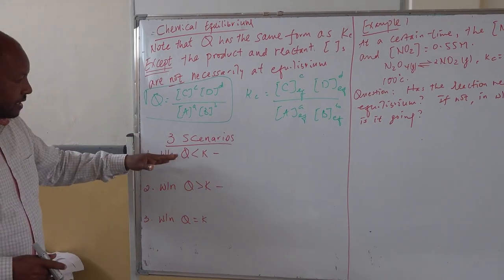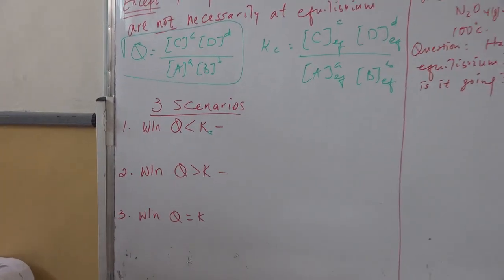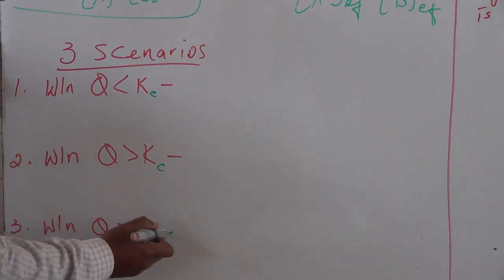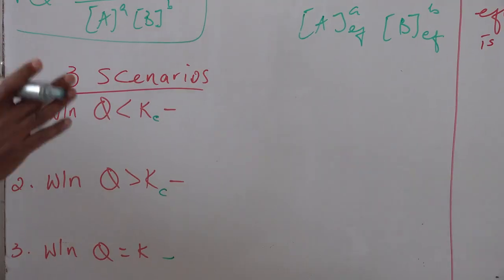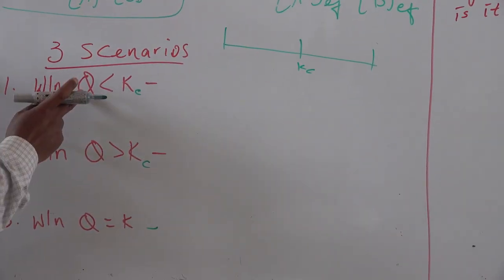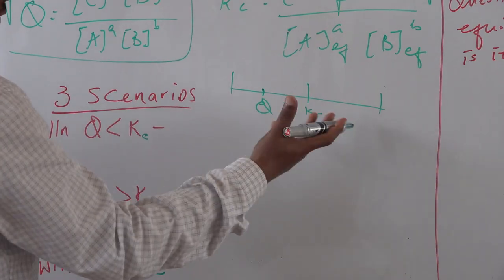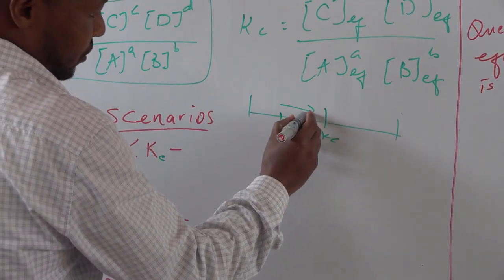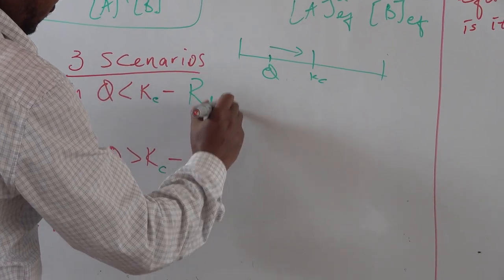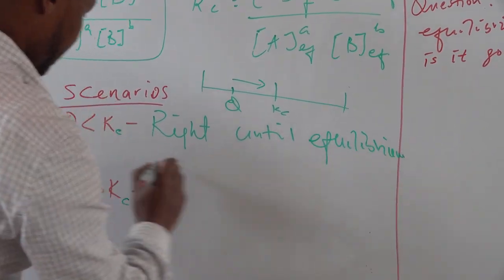Now we'll see three scenarios. The first one is when the reaction quotient is less than Kc, the second is when the reaction quotient is greater than Kc, and the third is when both are equal, at equilibrium. To see which direction the reaction proceeds, I will use a line. Just put K somewhere, and if Q is less than K, it means it is over here. So you can predict which direction it proceeds to achieve equilibrium. Because Q is less than Kc, the reaction proceeds towards the products, shifting to the right until equilibrium is established.